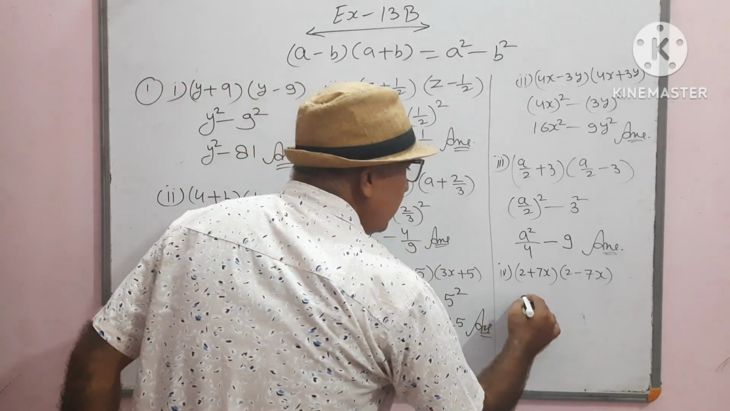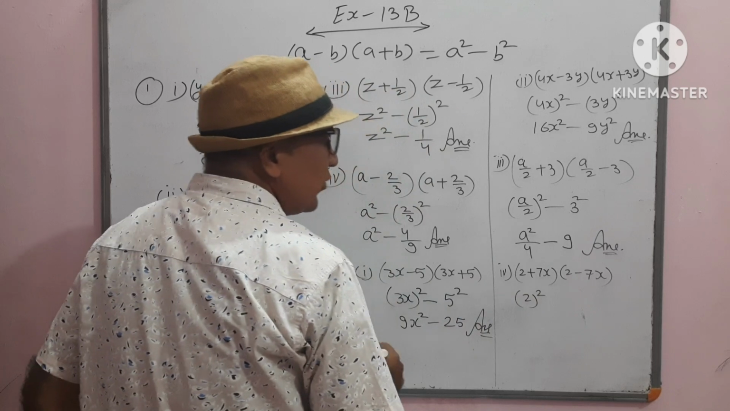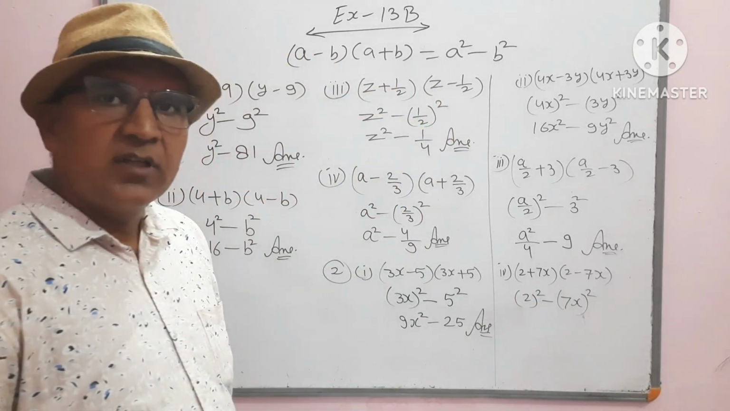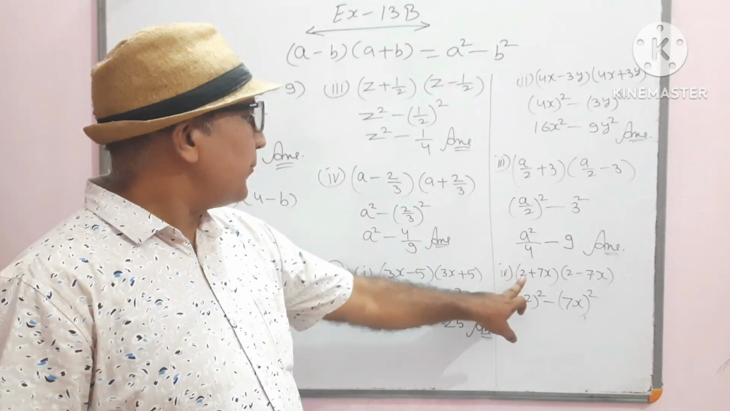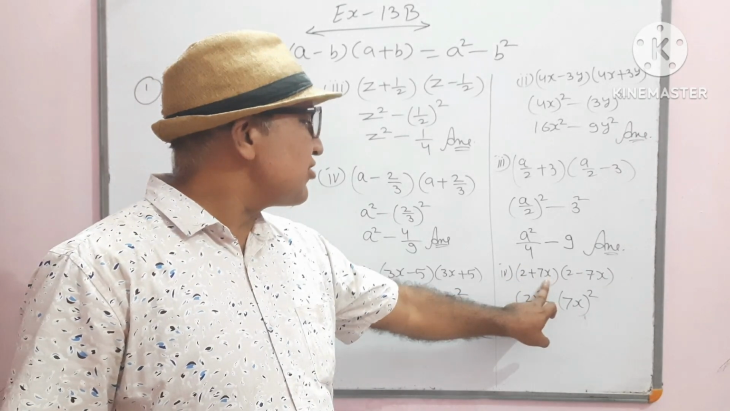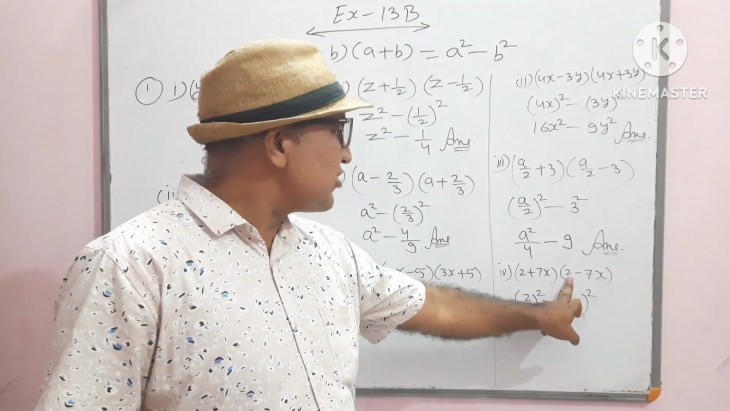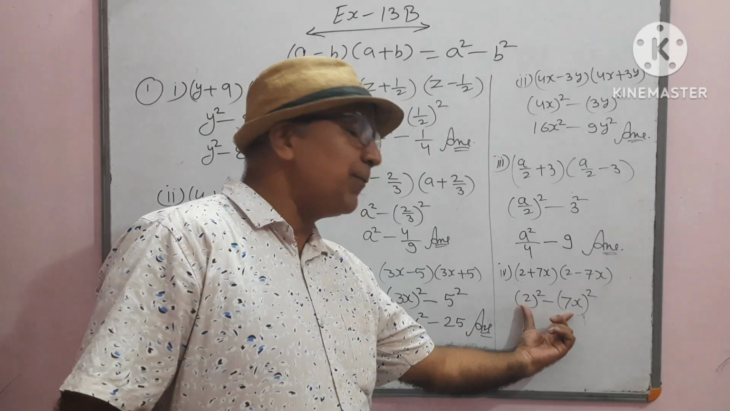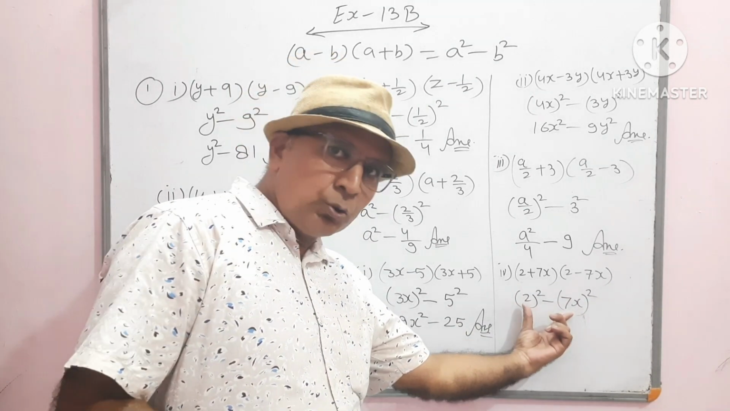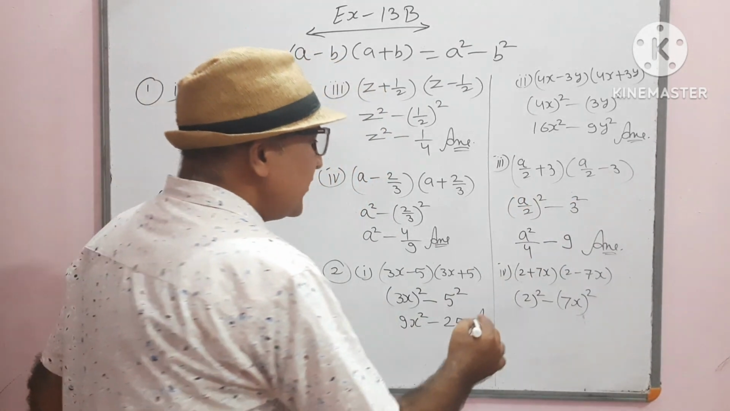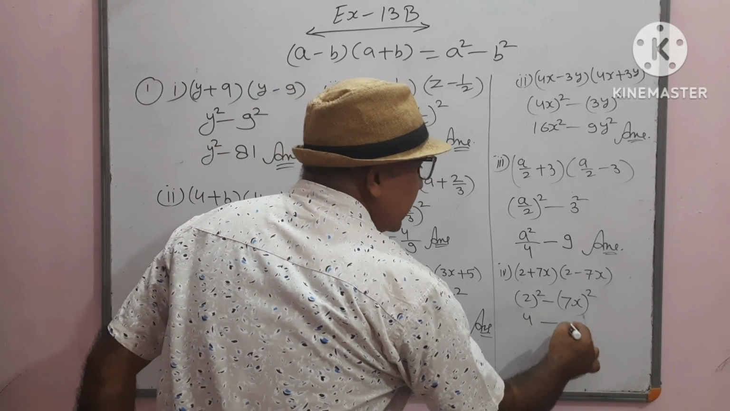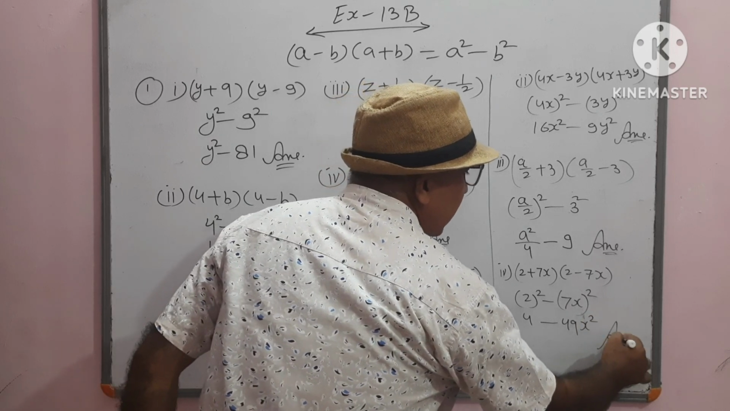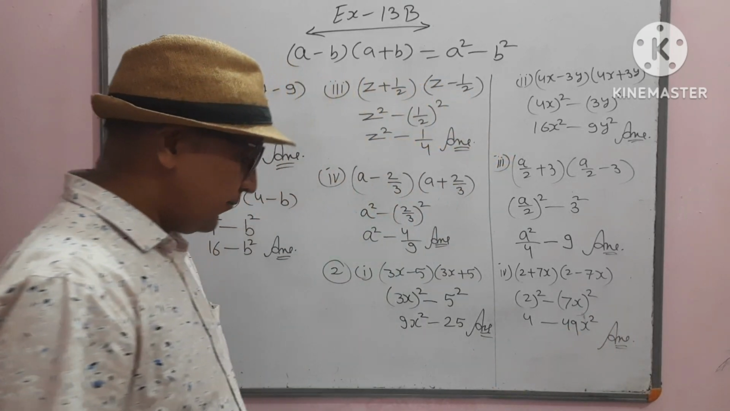Okay, what we will do now? 2 square minus 7x whole square. It will be done or not? At the place of a, 2. At the place of b, 7x. So what will be here at the place of a square minus b square? 2 square minus 7x whole square. 2 square is 4, minus 7 square is 49, x square is x square, and this will be your answer.